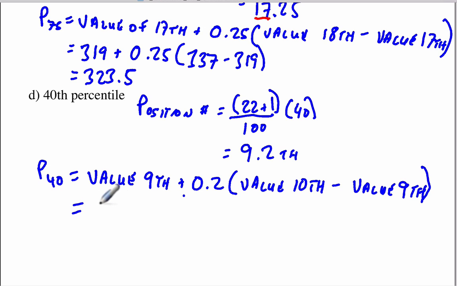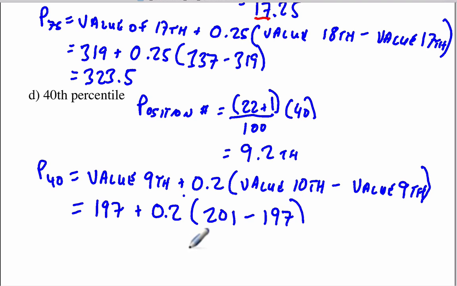So this is equal to 197, which I said was the 9th value in our array, plus 0.2 times, and 201 was our 10th value, minus our 197, which is equal to 197.8.